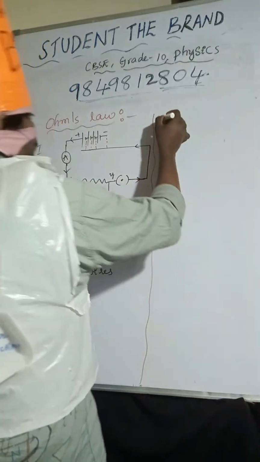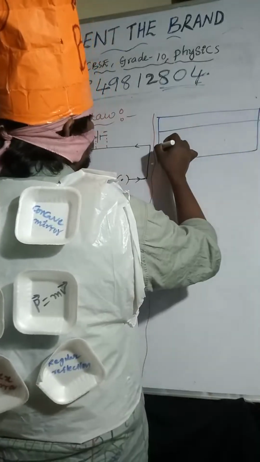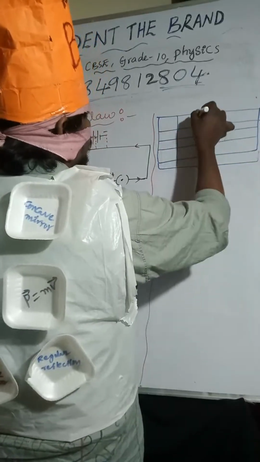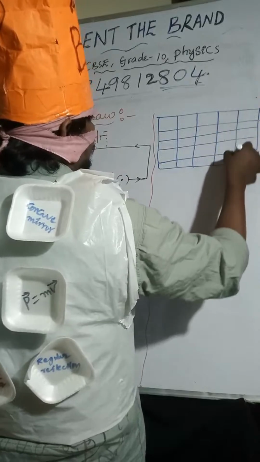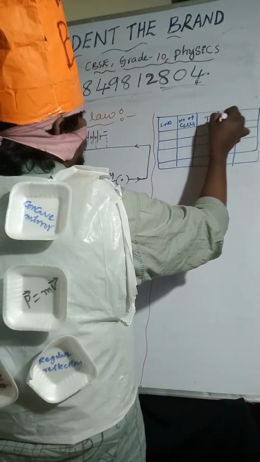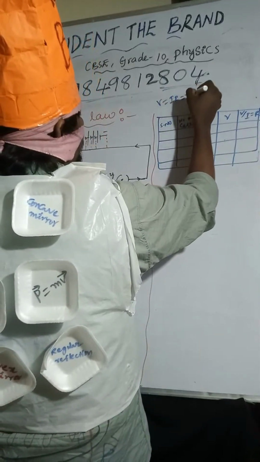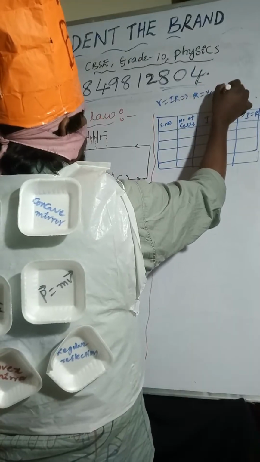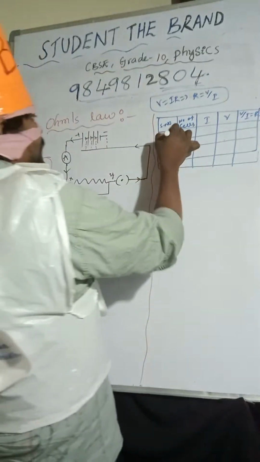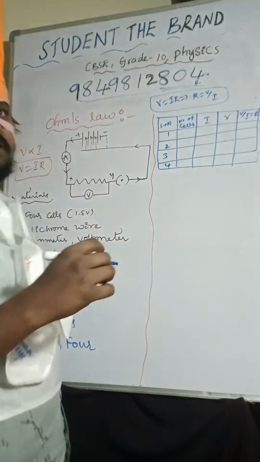Mention the values in the tabular form given. So this is the tabular form: serial number of cells, ammeter, voltmeter, V by I, that is nothing but R. V equal to IR, R equal to V by I. So you have to note down in the tabular column, for 1, 2, 3, 4, four cells you have to take.